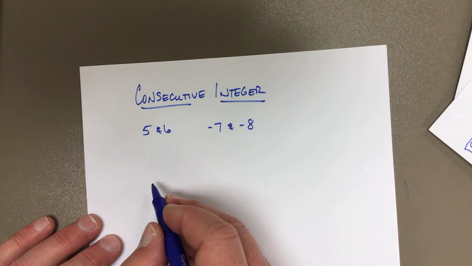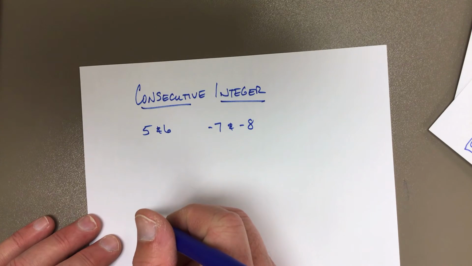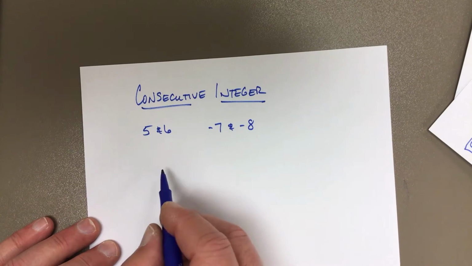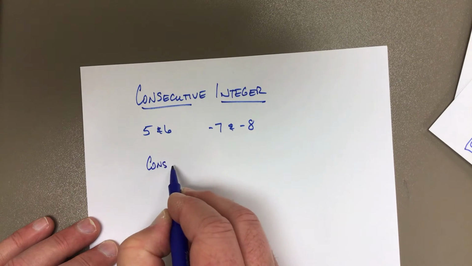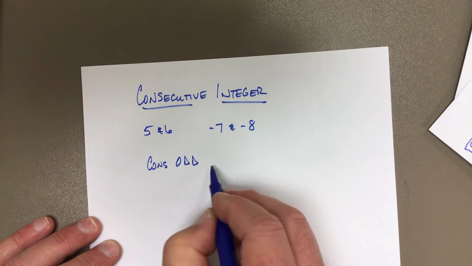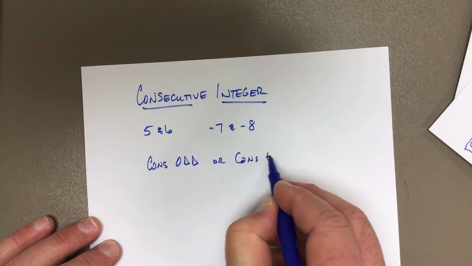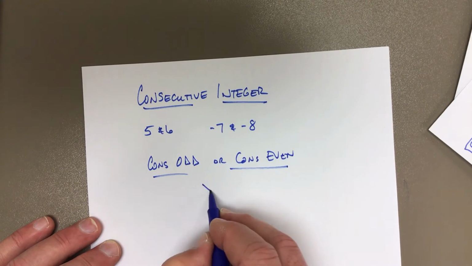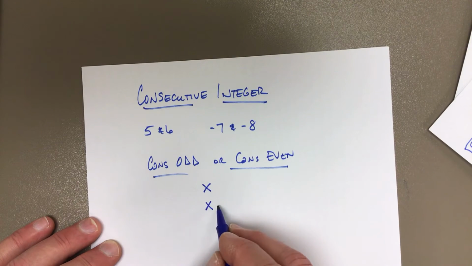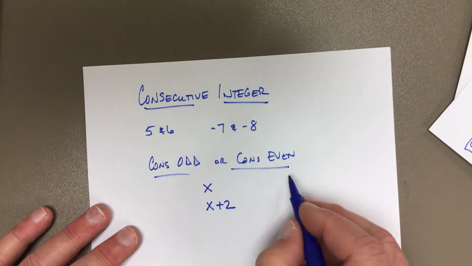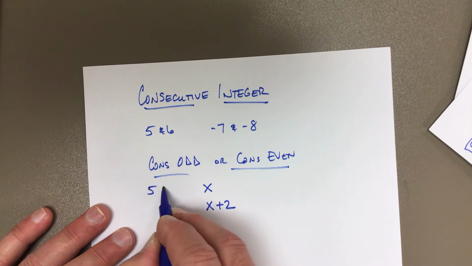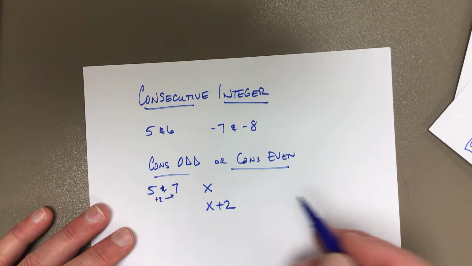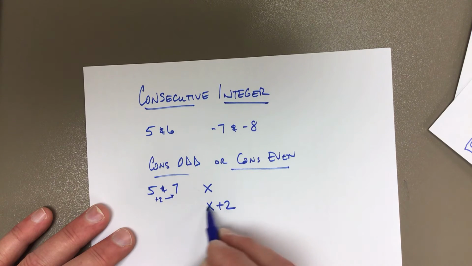We could also have consecutive positive, consecutive negative, and then we can also have consecutive odd, or consecutive even. You're going to have to make sure you understand these. For it to be even or odd, the first one will be x, and the second one will be x plus 2, right? Think about that. If we had odds, we would have 5 and 7. We would have to add 2 to 5 to get to 7. Does that make sense? That's why it's always x plus 2.